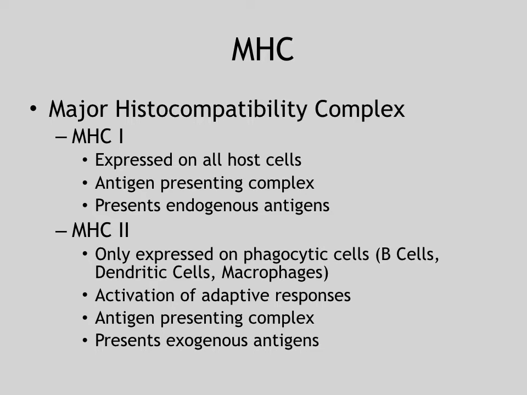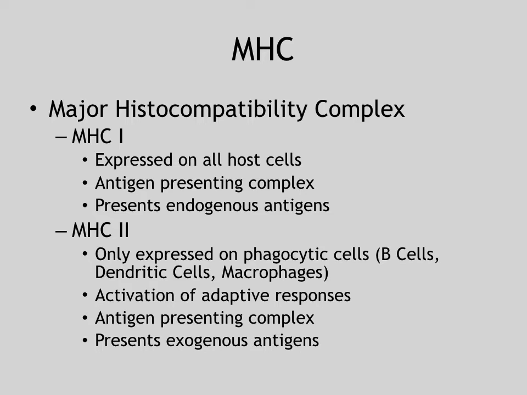Now, MHC class 1 is found on all cells. So your liver cell that carries out endocytosis of something, if it gets infected by a virus, it could potentially present that virus on its own MHC, and it likely will, or at least try. So the MHC1 is expressed on all host cells. It is an antigen presenting complex, and it presents antigens that are called endogenous. Endogenous antigens are those that are found inside the cell. Think endo, right? Endo, inside, belong.